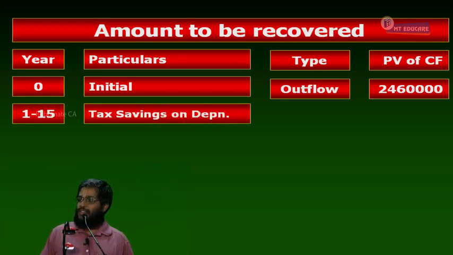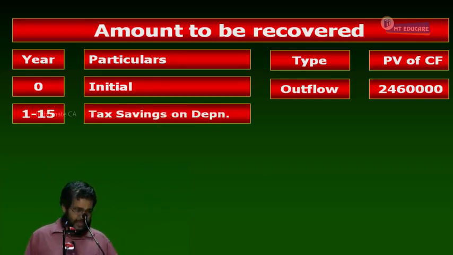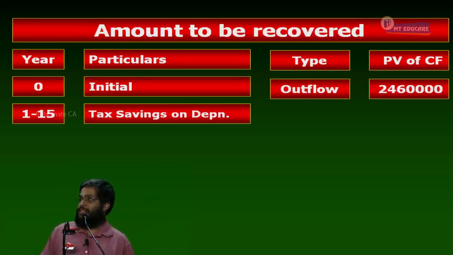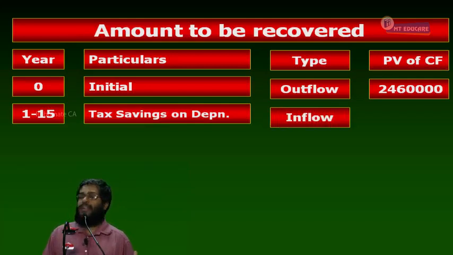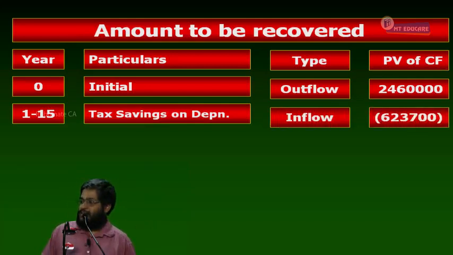1 to 15 years, I had tax savings on depreciation. Tax savings on depreciation, answer me, inflow or outflow? Inflow. It is the benefit I'm enjoying, the inflow. What is the present value of that? You had it in step number 2, I think. What is the number? 6,23,700. Inflow should go to reduce my investment, outflow or not? Answer, write it in brackets.